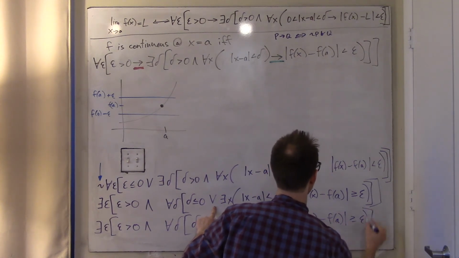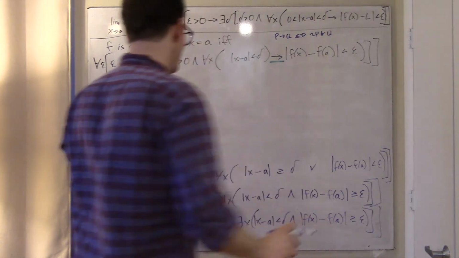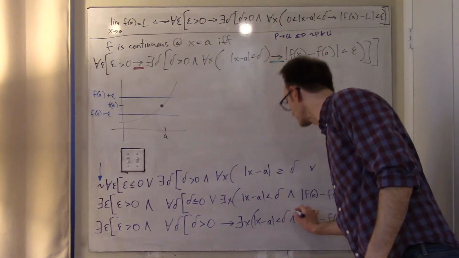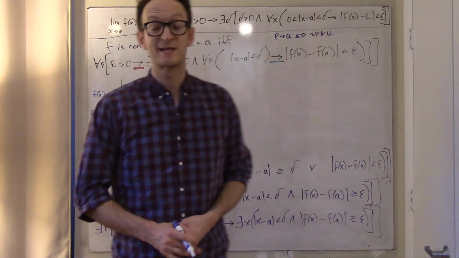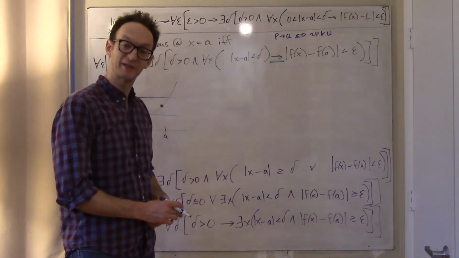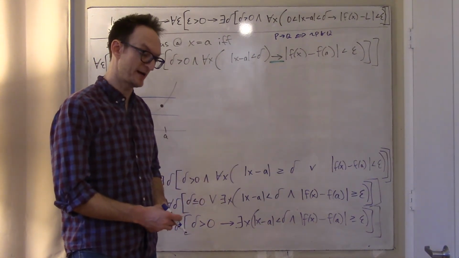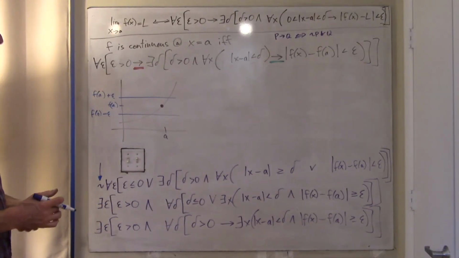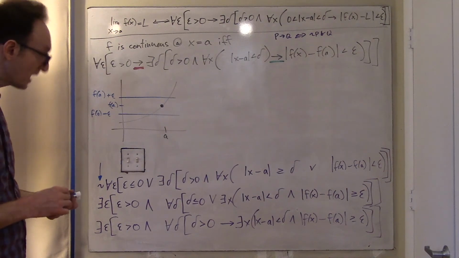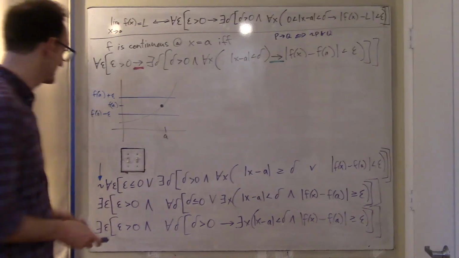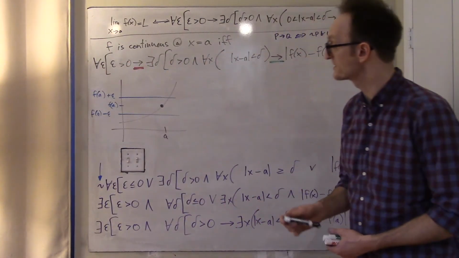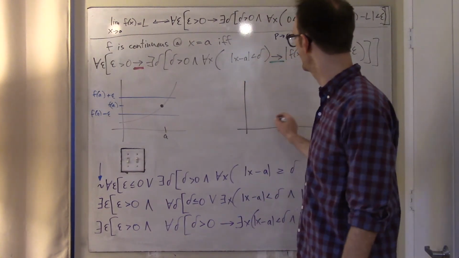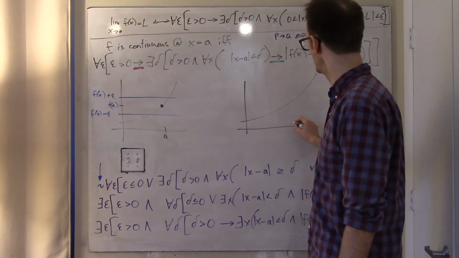Okay, here comes the payoff. The payoff is, via mindless manipulation, and this is why mindless manipulation is powerful, I have written a statement which, hopefully, if I didn't mess up, means that F is not continuous at X equals A. Let's try to analyze this sentence. Well, here's what it says. So let's just think of what it means for the function to not be continuous at A.